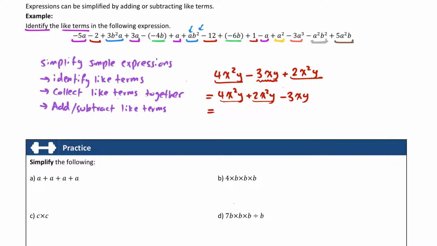Whenever you collect like terms, after that you can think of it as adding or subtracting apples or oranges from each other. So in this case, I'm adding 4 apples to 2 apples, making a total of 6 apples. My apples are represented as x squared y. And I'm subtracting 3 oranges from that because they're not like terms, and I have to have them as separate terms.